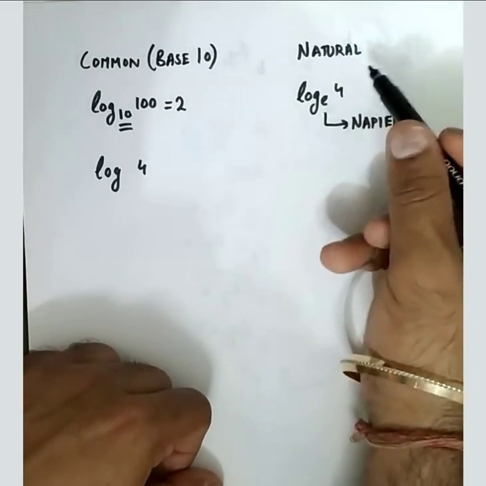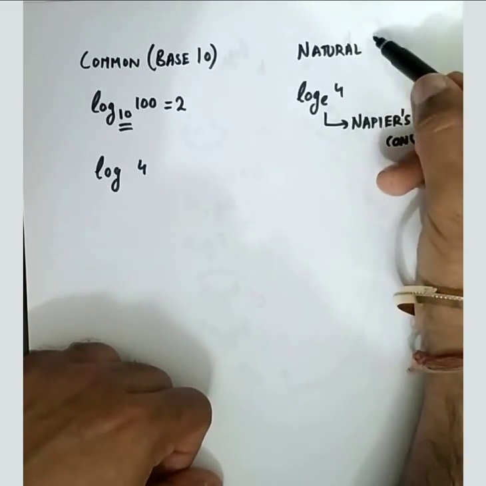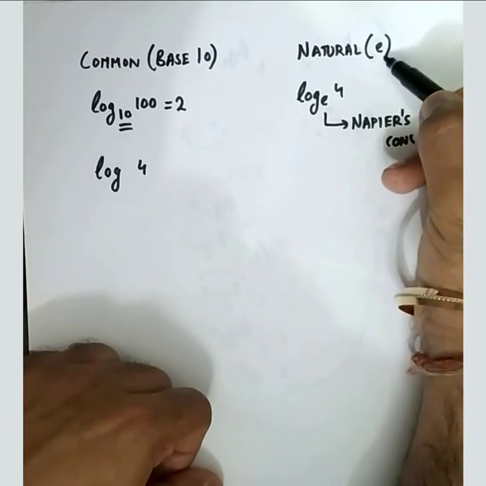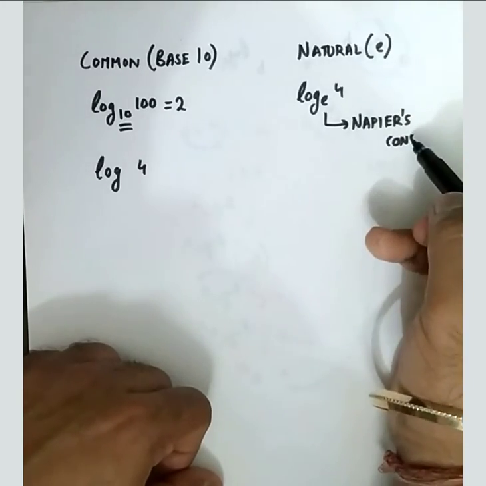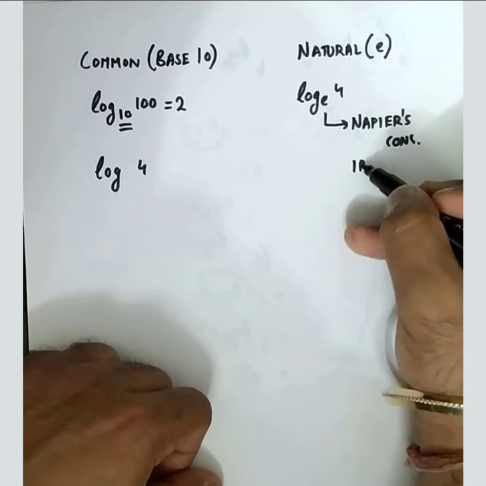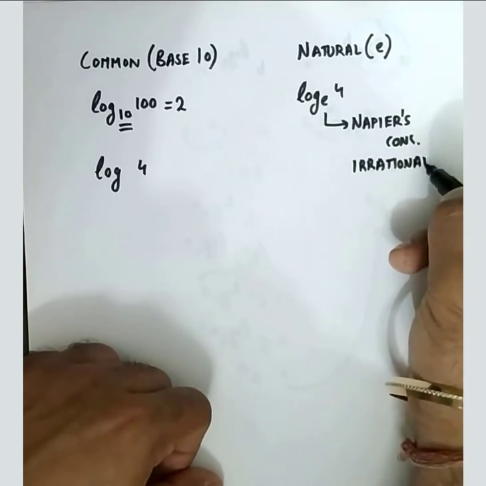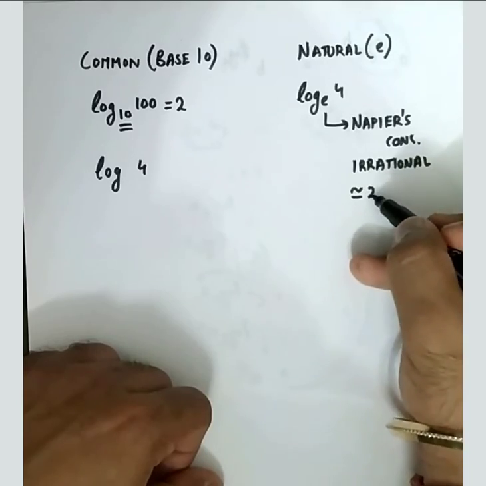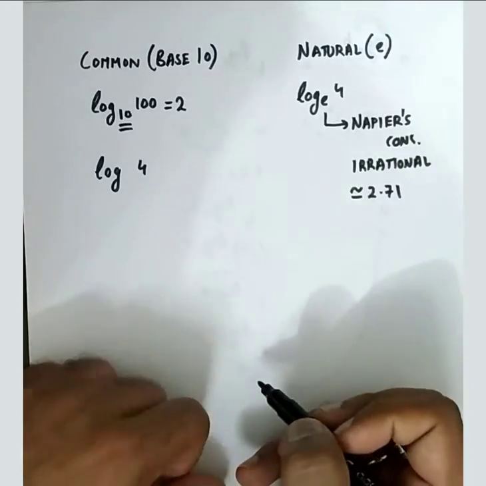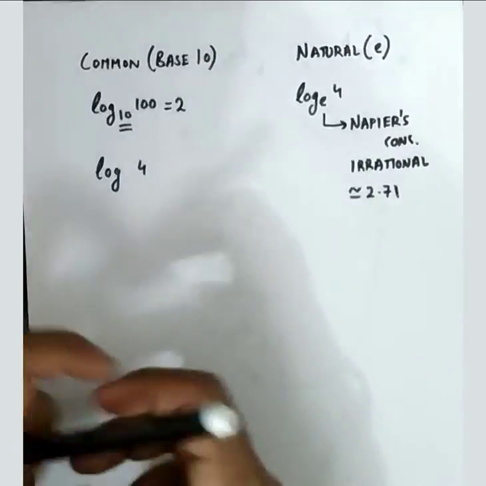And why it is called natural logarithm, we'll talk about it in detail when we'll be talking about differentiation. e is Napier's constant. It is an irrational number, and the value is approximately equal to 2.71. Now guys, the idea is very simple.